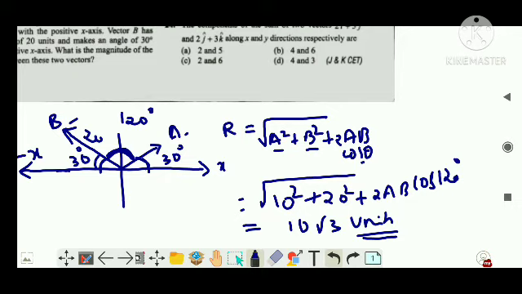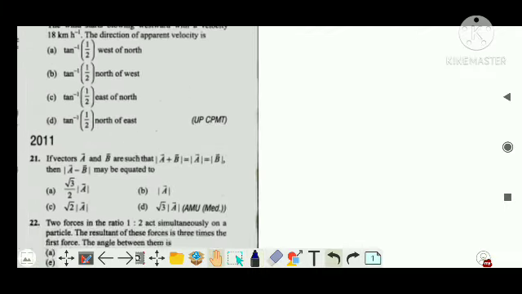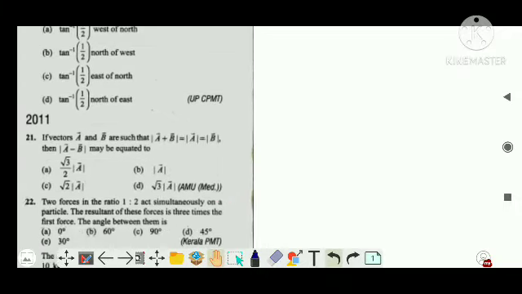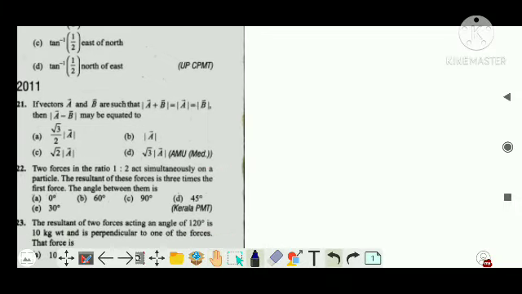Now let's move on with the next question, guys. Which one? Question 20, the motorcyclist wind, etc., I have taken. I'm not going to take it again. So 21st question, let's say.